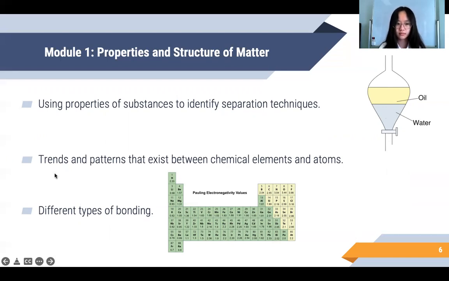Something else you will learn involves the trends and patterns that exist between chemical elements and atoms. This is where you look at the periodic table. An example here is the Pauling electronegativity values. This is an example of a trend of how elements have different pulling power of electrons, because some atoms attract electrons more than others. And through using the previous dot point, you'll learn about different types of bonding. So whether it's ionic, covalent, and you will also learn some intermolecular bonding like hydrogen bonding, dispersion forces, dipole-dipole.